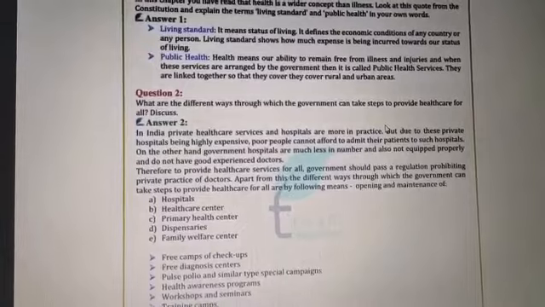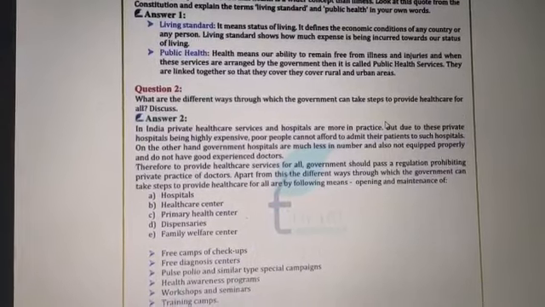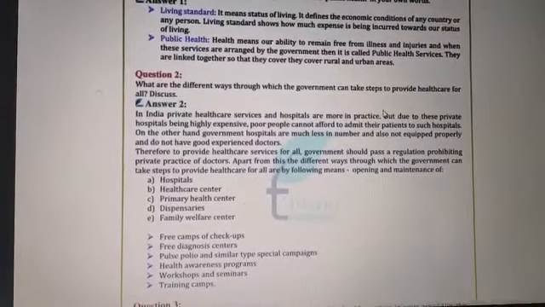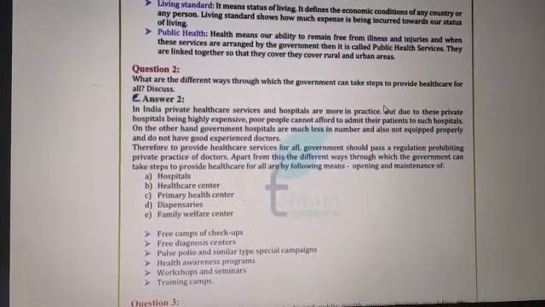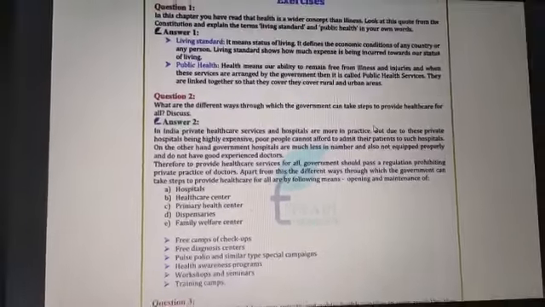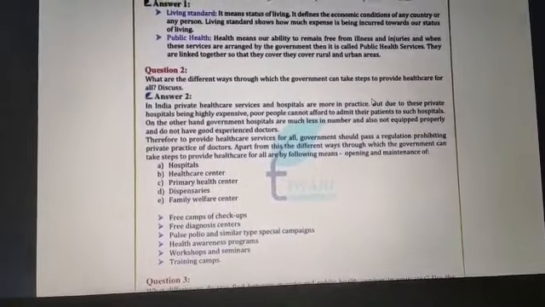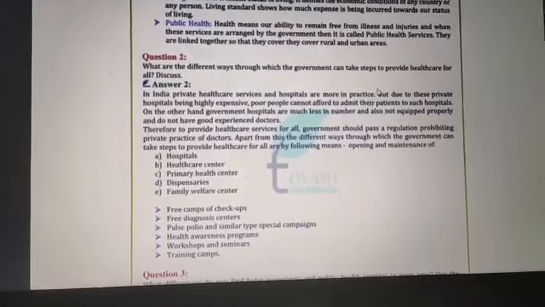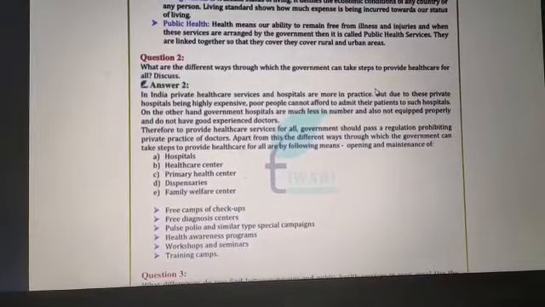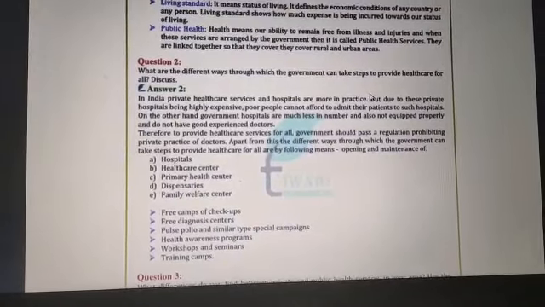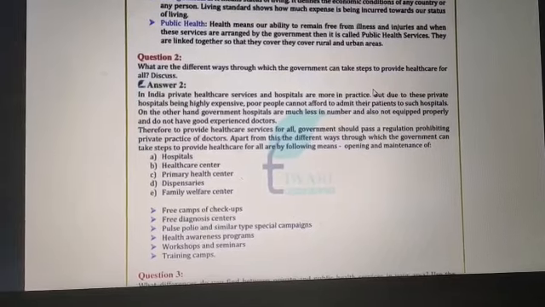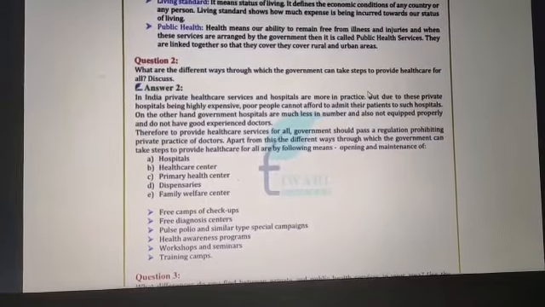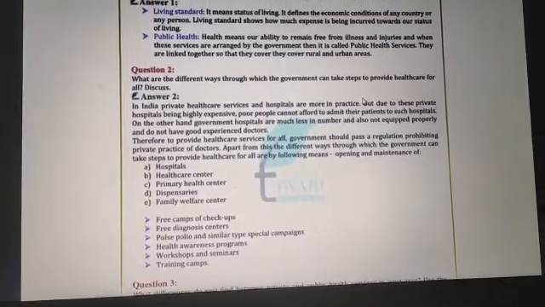So what should the government do? The government should encourage the government hospitals rather than the private healthcare centers. So what steps should the government take? The government should open and maintain hospitals and healthcare centers basically for those who are poor, that is hospitals, primary healthcare centers, dispensaries, family welfare centers, and they should support free camps of checkups, free diagnosis centers, pulse polio and similar special campaigns, health awareness programs, workshops and seminars, training camps. So all these things should be supported by the government.